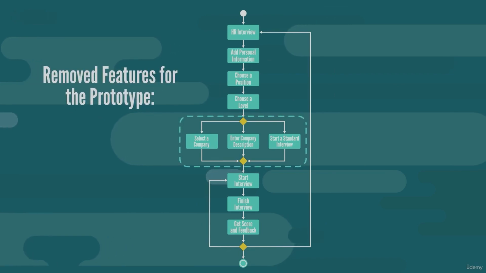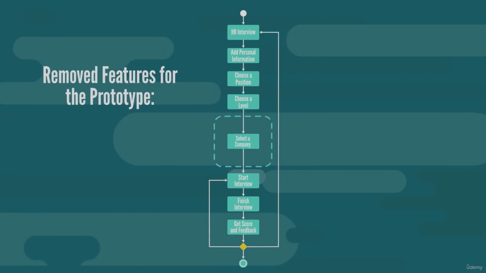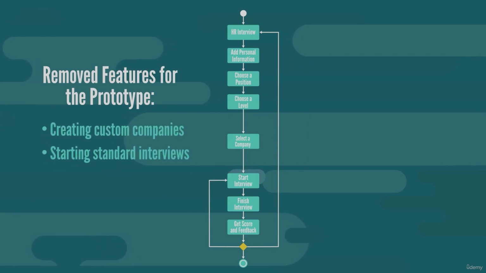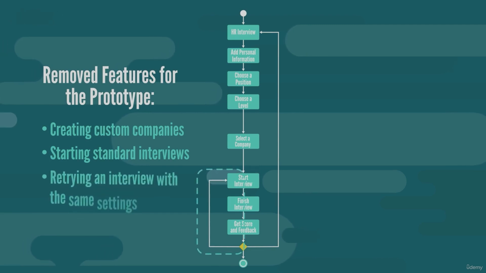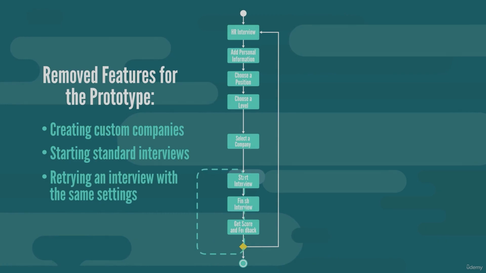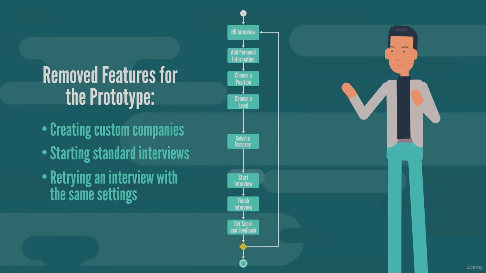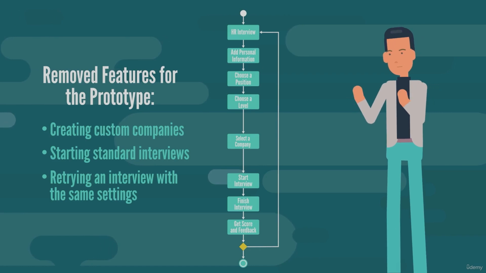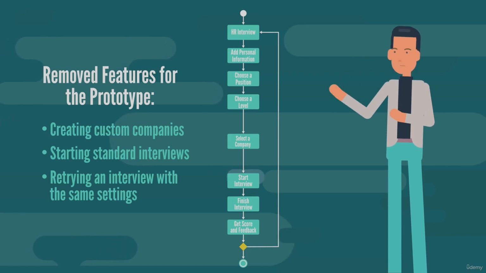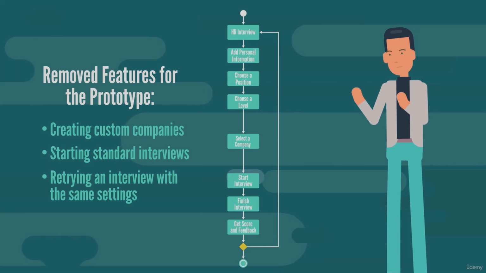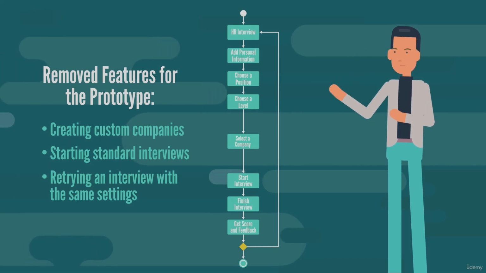For our prototype, we'll simplify the diagram a bit by focusing only on the core elements. This means we'll remove some of the more complex choices the user can make, creating custom companies or starting standard interviews, keeping only the option to select a company from the tool's database, and retrying the interview with the same settings. Our prototype will only allow for restarting the process. We'll concentrate on the essential functionality, ensuring that the core flow of the interview process is intact. The simplified diagram will look like this.